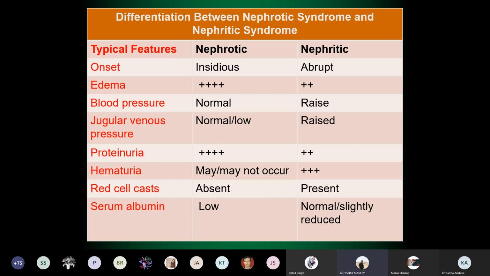Thank you. So if you see this table, nephrotic versus nephritic, you have to know this also. See the onset. The patient of nephrotic syndrome will present to you with a history of maybe 2 months, 3 months. Insidious, slow onset. Whereas in nephritic syndrome, it's a very abrupt one. Within weeks, they will come to you for medical advice. They will tell you, maybe 2 weeks.